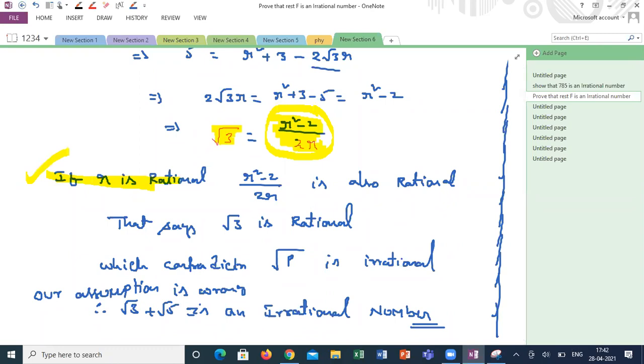Yes, sir. So we have to say, see here, our assumption is R is a rational number. From that I am saying (R square minus 2) by 2R is rational. After that only I can say root 3 is rational. Then it's a contradictory statement. Okay, sir. Is it clear or any confusion? Clear, sir.